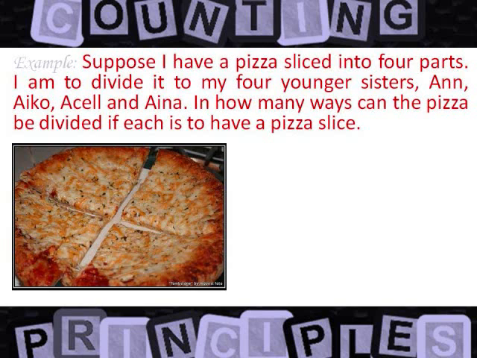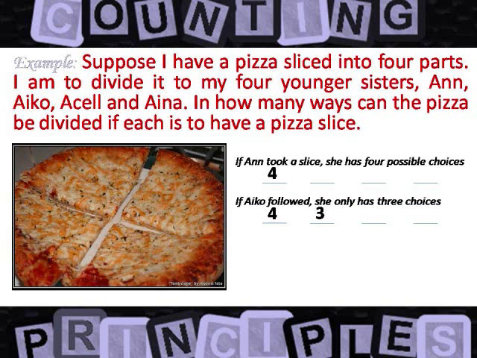Now, if Anne took a slice, she has 4 possible choices. So, let's write down 4. Now, since one of the slices is already with Anne, the next girl, Aiko, only has 3 possible choices. So, let's write down 3.